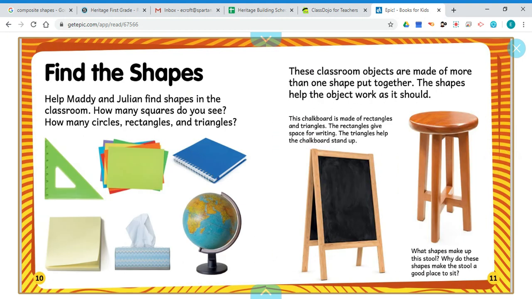Find the shapes. Help Maddie and Julian find the shapes in the classroom. How many squares do you see? How many circles? How many rectangles? How about triangles? These classroom objects are made up of more than one shape together. The shapes help the object work as it should.